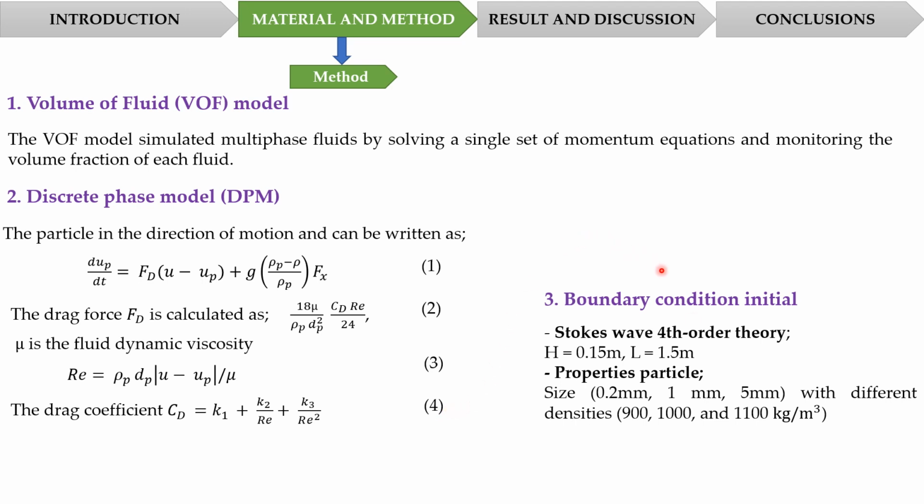For the boundary conditions, the initial VOF model uses Stokes wave theory with wave height equal to 0.15 meter and wavelength equal to 1.5 meters. Besides, the discrete phase model uses particle properties with three sizes: 0.2 millimeter, 1 millimeter and 5 millimeter, with different densities: 900, 1000 and 1100 kilograms per cubic meter.